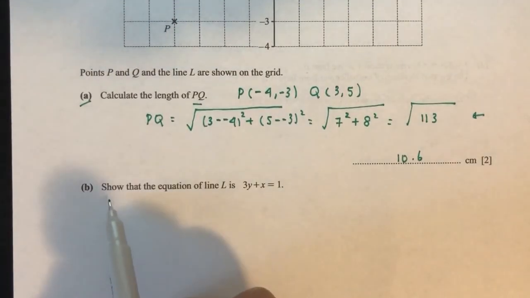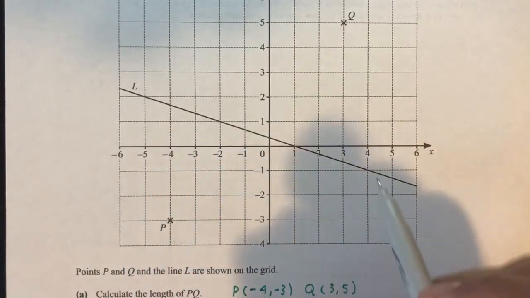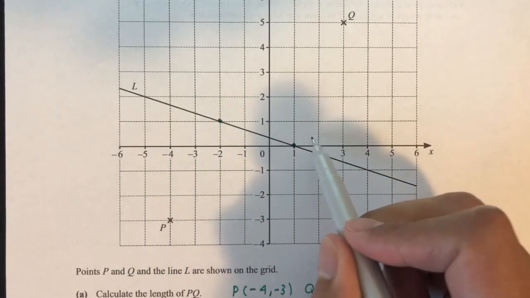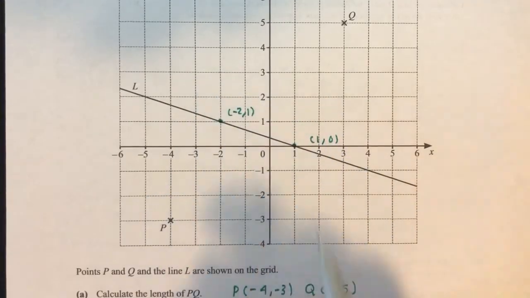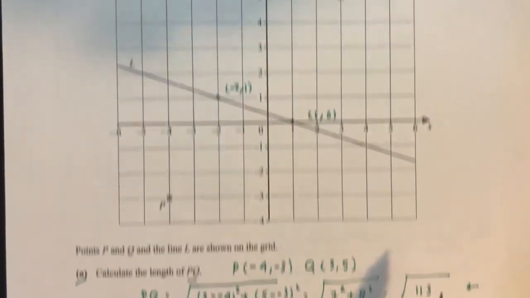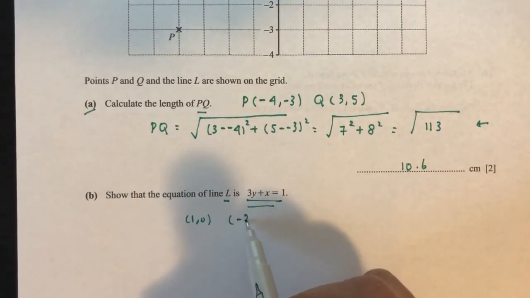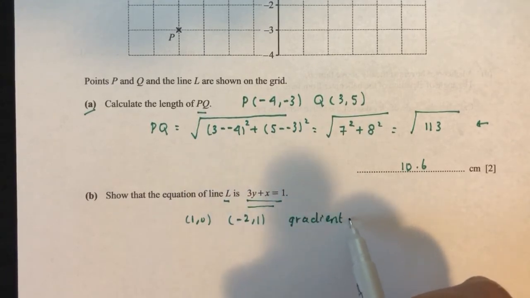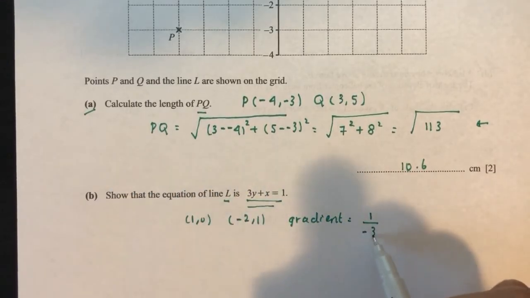Now part B, show that the equation of line L is this. So line L is this line. Let's find 2 points on the line. The first point I can see is this point, and the other is this one. So the first point is (1, 0), and this will be (-2, 1). Let's find the gradient of the line. The gradient will be y2 minus y1, that will be 1, over x2 minus x1, that will be -3.